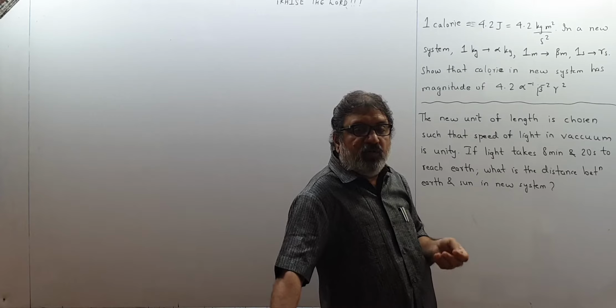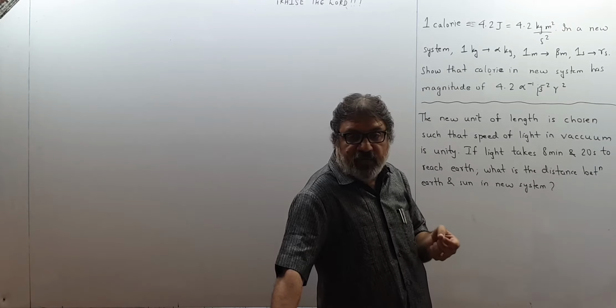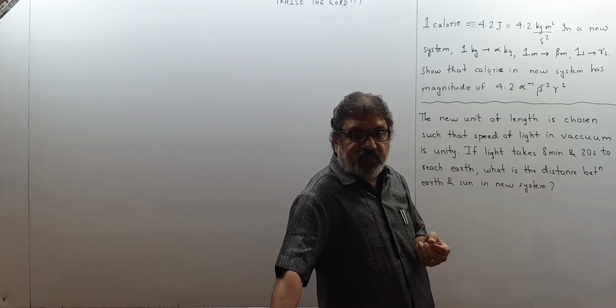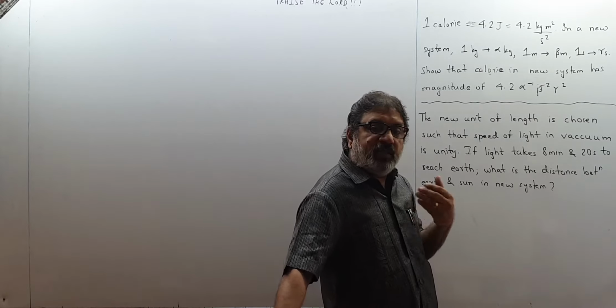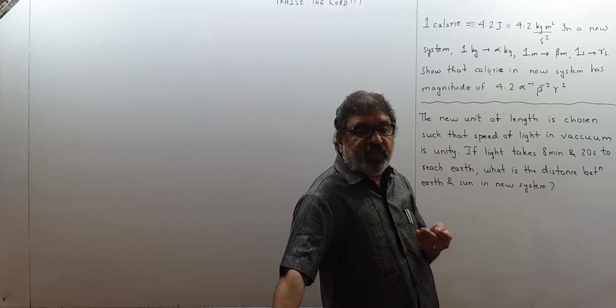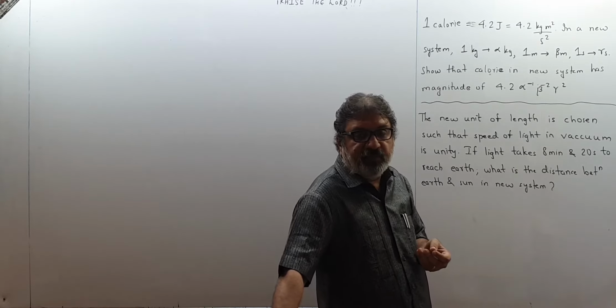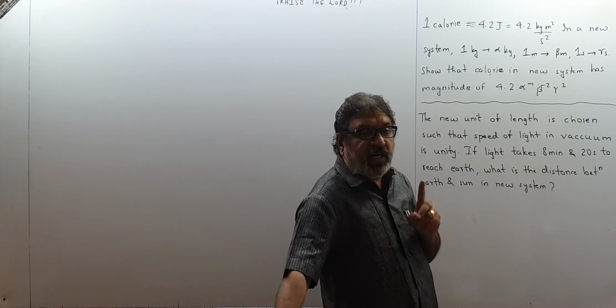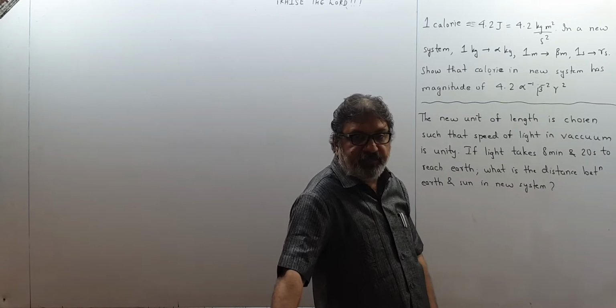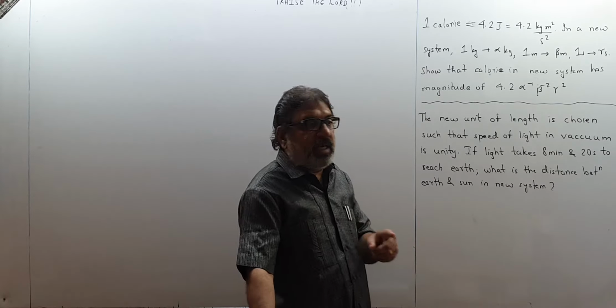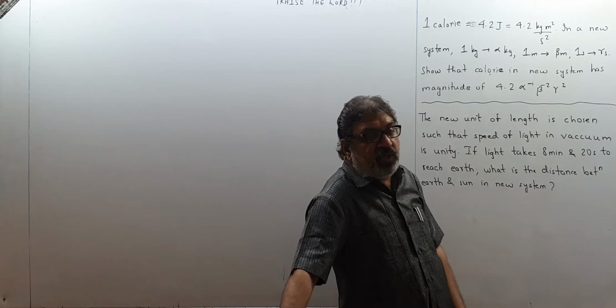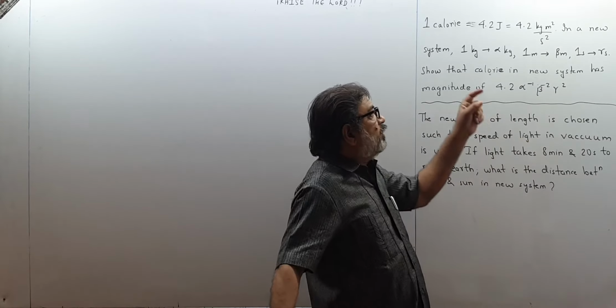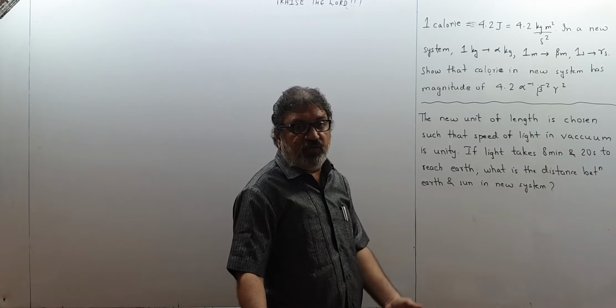In SI system, the unit of mass is 1 kg, the unit of length is 1 meter, unit of time is 1 second. Now we are formulating another system where alpha kg will be 1 unit mass, beta meter will be 1 unit length, and gamma second will be unit of time. So 1 unit time will be gamma second, 1 unit length will be beta meter, and 1 unit mass will be alpha kg in the new system.